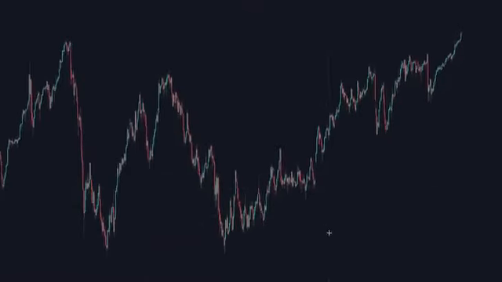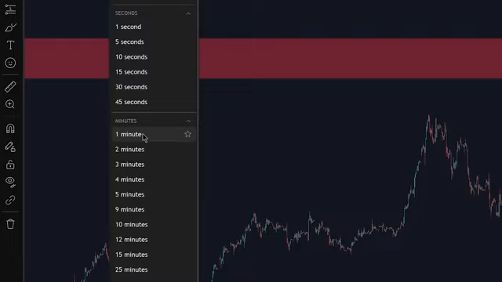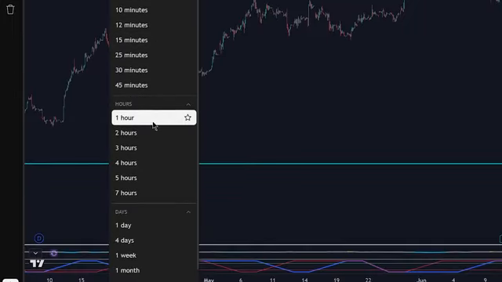Step 1. First, you need to get on a charting platform. If you don't yet have one, I like to use TradingView. I'll leave a link in the description. Once you're on your charting platform, go to the 1 hour time frame.